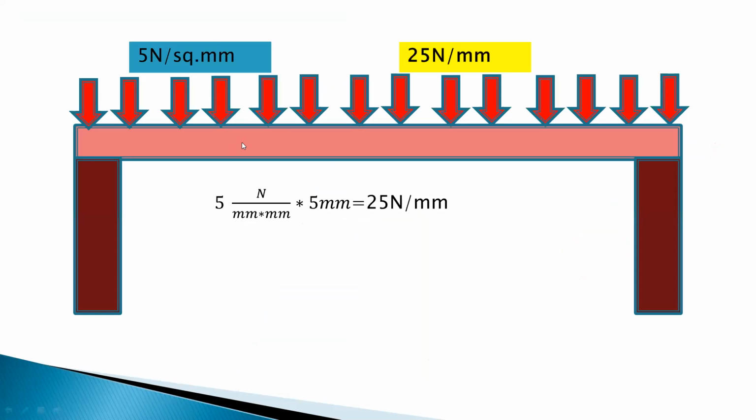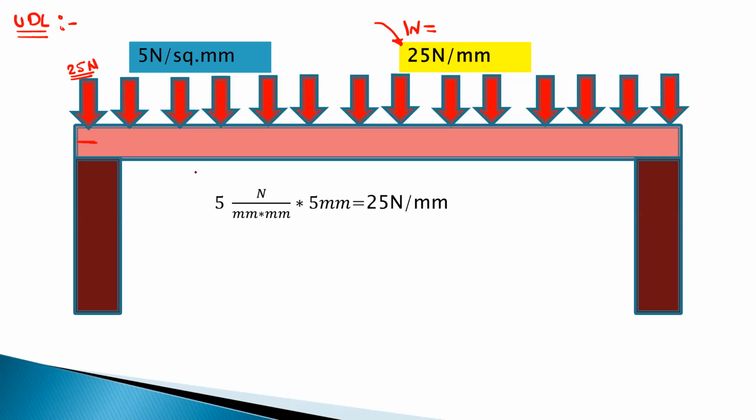So this is the example for the UDL, the uniformly distributed load. For the UDL, this is the intensity, that is the W, which is equal to 25 Newton per millimeter. Okay, that means for per millimeter, suppose this is the 1 millimeter length, on this 1 millimeter length, force will be 25 Newton. So this is the meaning of 25 Newton per millimeter.